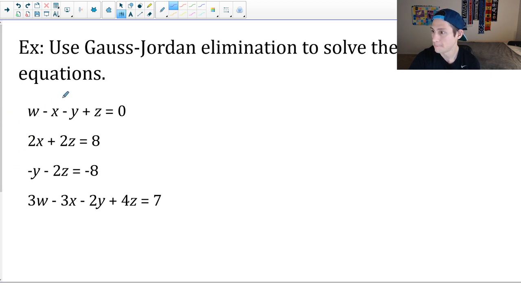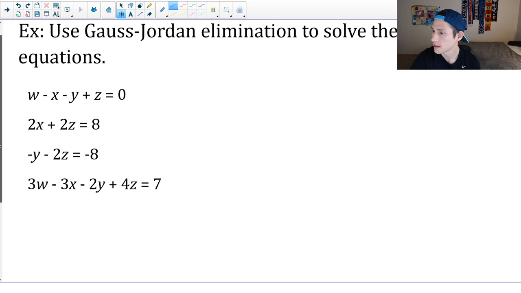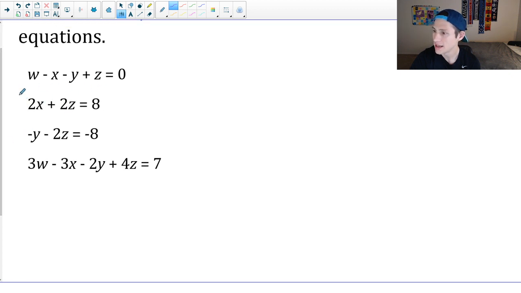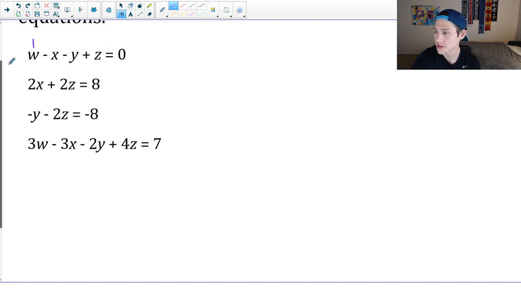All right. Use Gauss-Jordan elimination to solve the system of equations. So, I now have 4 equations, and I have 4 variables. So this is going to be a bigger matrix.